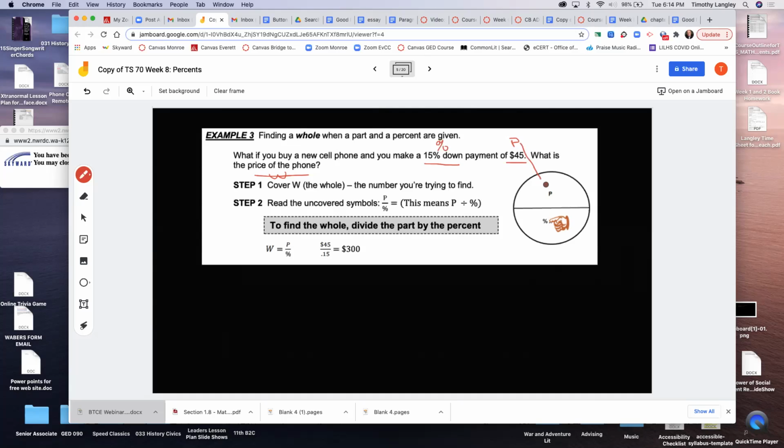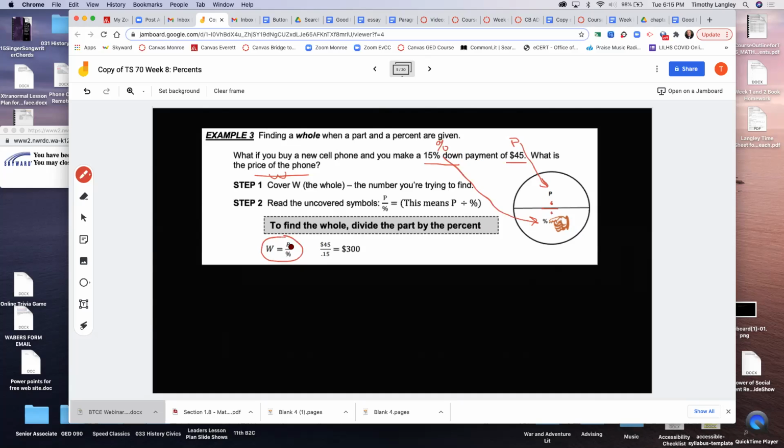If I just draw an arrow to it, they gave me this, and they gave me this. So I'm going to cover up the W with my finger and look at what I have left. I have to take my percent and divide it into, because remember, this little line here means division, the whole. Divide the percent into the whole. So in this case, I'll go over here and circle it.